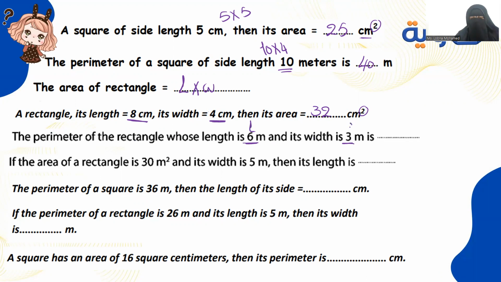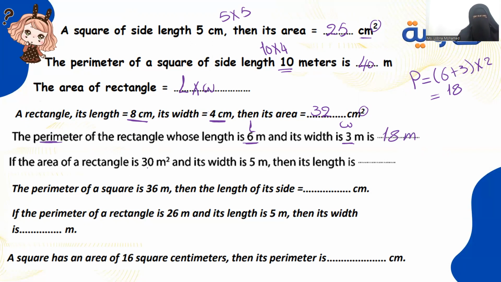The perimeter of the rectangle whose length is 6 meter, this is the length, and its width is 3. So how can we get the perimeter? Okay, the perimeter equals what? Length plus width times 2. So you can add 6 plus 3 and multiply the result by 2. 6 plus 3 equals 9. 9 times 2 is going to be 18. So 18 what? 18 meter. This is the perimeter.